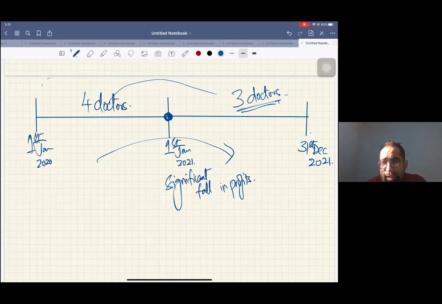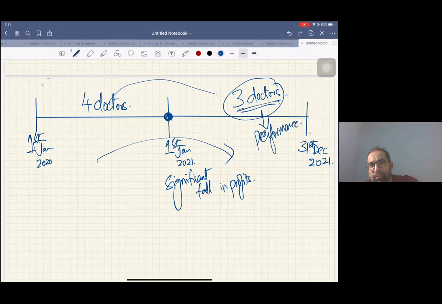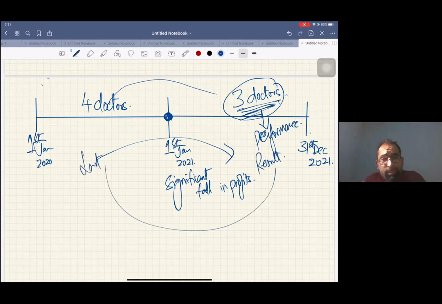But you know what's the reality? The inside reality of this story was that these three doctors' performance also went down. So the reason for the profitability downfall was these three doctors as well. If you compare this year's result with last year's result, this is not a like-with-like comparison, because last year there were four doctors, and this year there are only three doctors.